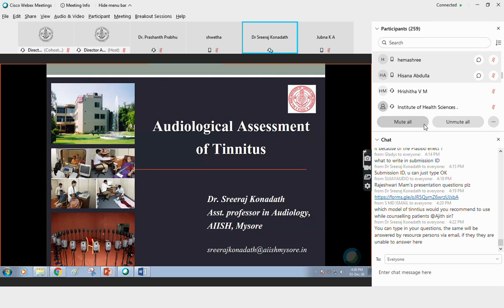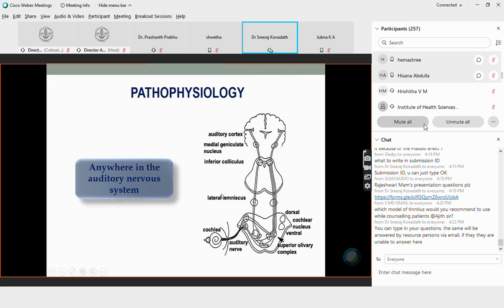So in my lecture, I'll try to focus on how we are going to assess them, why we need to assess the individuals who are having tinnitus, and what special assessments are required in such individuals. I thought I'll briefly cover the pathophysiology, but since the schedule is delayed, I will not go into detail at all. So as Dr.